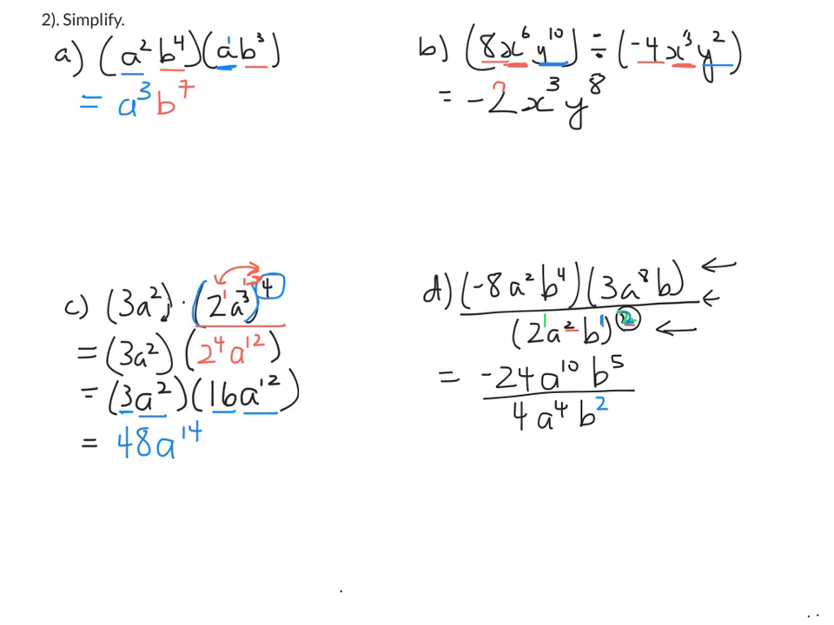All right, and then I'm going to do the dividing. Negative 24 divided by 4 is negative 6. A to the 10 divided by a to the 4, keep the base, subtract the exponents, you should get a to the 6. B to the 5 divided by b squared, keep the base, subtract 2 from the 5, that'll give me b cubed. So the answer should be negative 6, a to the 6, b cubed. Hope that helps.